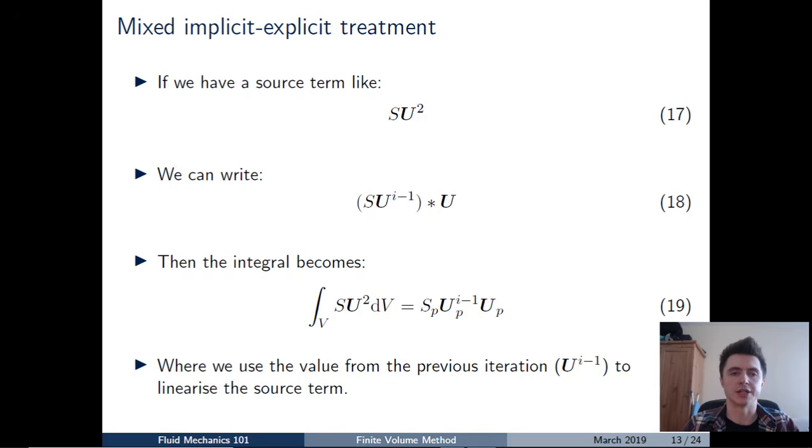So this sort of mixed implicit explicit treatment, we will then evaluate whether that term gives us a positive contribution to the diagonal dominance or a negative contribution, and then the CFD code will decide whether to add it to the left hand side or the right hand side of our matrix equation. And if we were to have a cubed term, say, then it would be S multiplied by the velocity from the previous iteration squared, again leaving that linear contribution there, which we'll use in the integral. So that's mixed implicit explicit treatment for source terms.